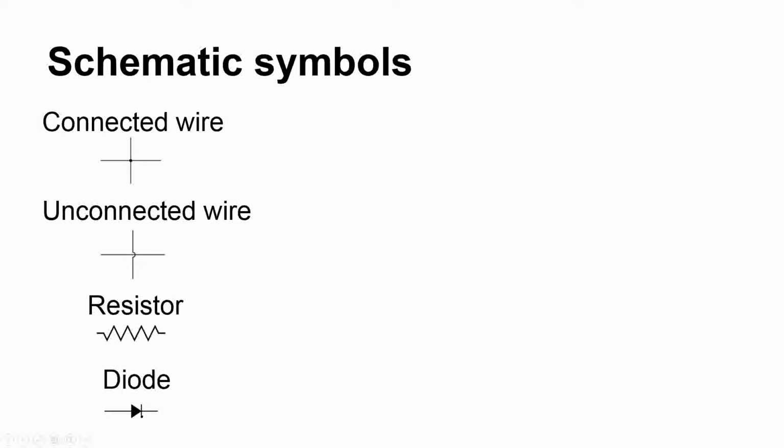And we also have another symbol that looks similar to it, but these two little arrows at an angle pointing off our symbol indicate that light is being emitted. This is a light emitting diode. So current will pass through this diode and then light will be emitted from it.